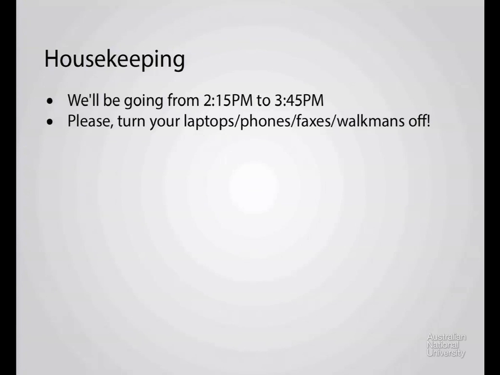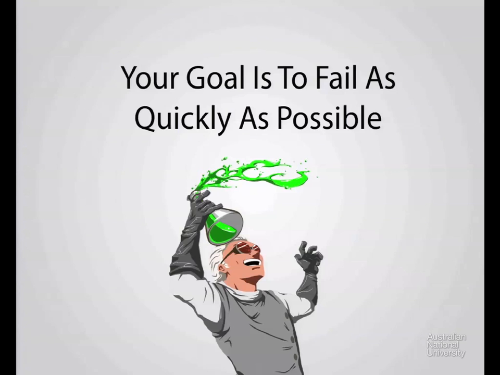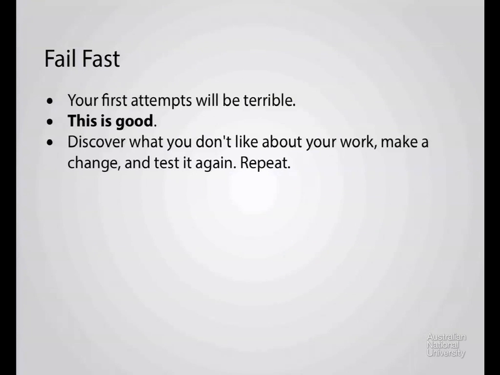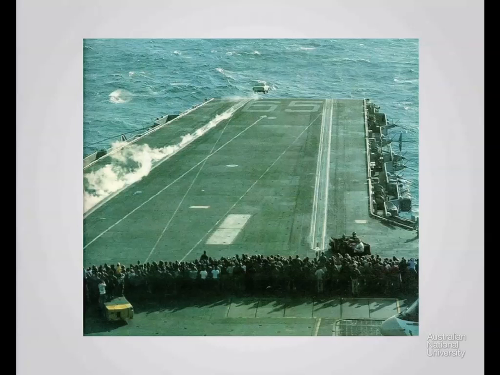Over the course of this workshop, your goal will be to fail as fast as you humanly can. Most of the workshop is about modifying existing games, and so your job will be to make changes and to test those changes as rapidly as possible. You should spend as little time as possible thinking about what changes you're going to make, and more time testing whatever changes you've come up with so far. Don't spend hours debating the whole thing. The only way to test your stuff is to actually play the game. Your first attempts are going to be not great. This is okay. In fact, it's good because it lets you discover what you don't like about your work. Then you can make a change, then repeat. So just try something and see how it goes.